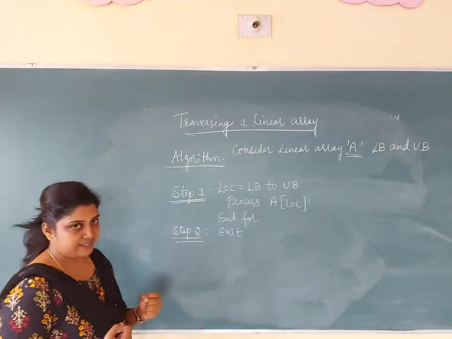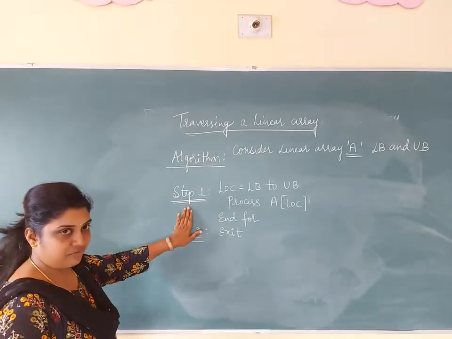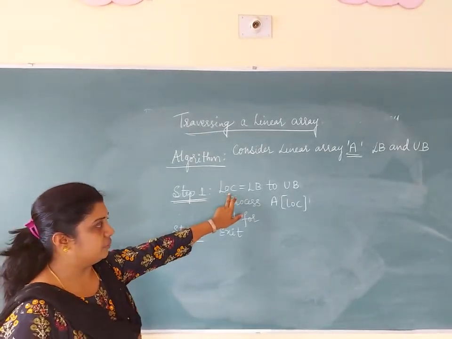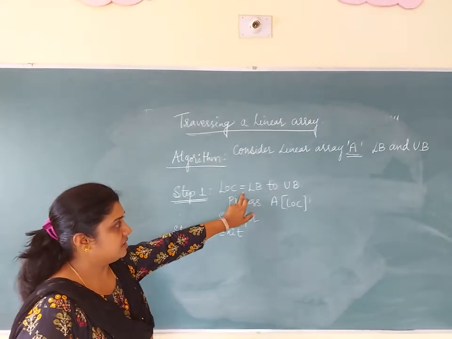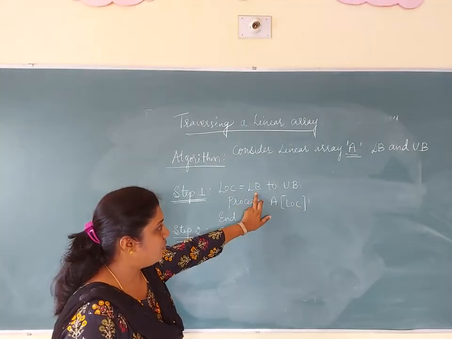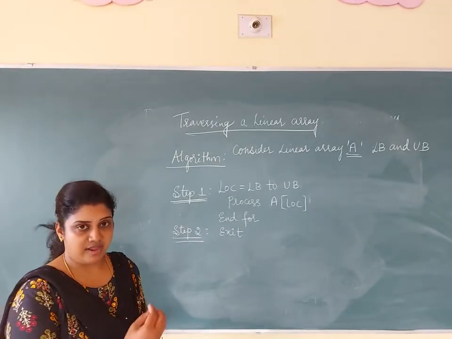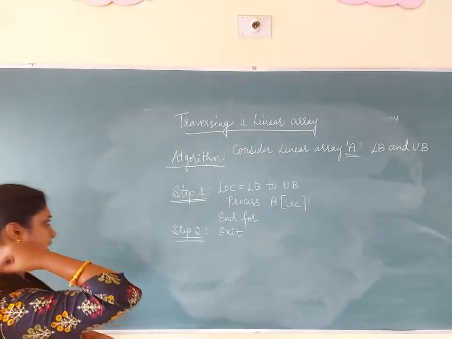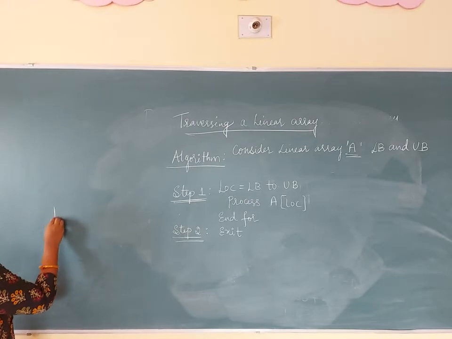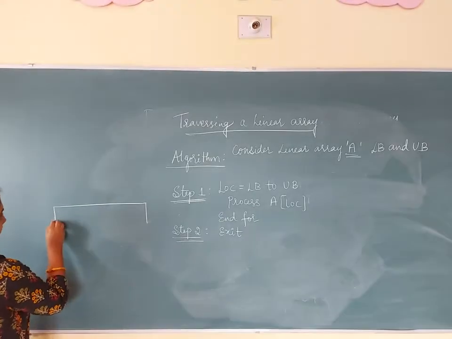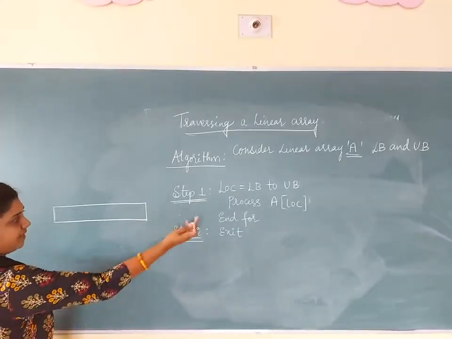Now what is the algorithm you have to follow? Step 1: find the location, that is, location equals lower bound to upper bound. You are going to access the array from lower to upper bound. Consider this an array with the name A.